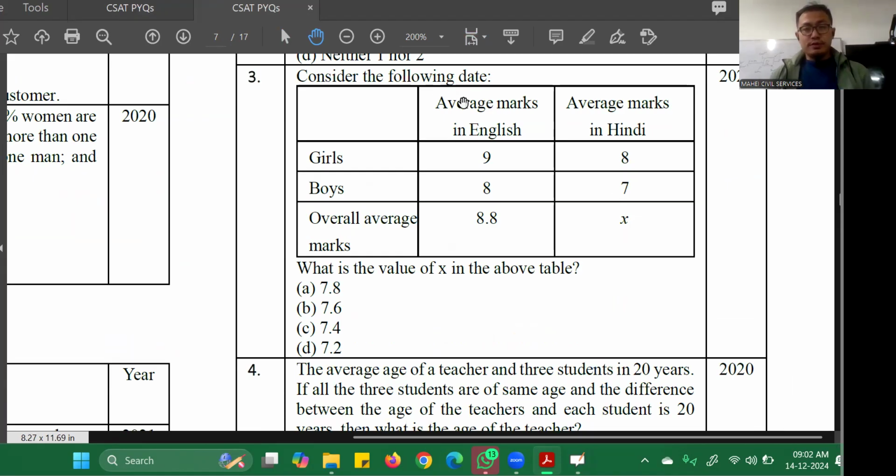So consider the following data. Average marks in English: girls 9, boys 8. Average marks in Hindi: girls 8, boys 7. Overall average marks in English is 8.8. Overall average marks in Hindi is x.